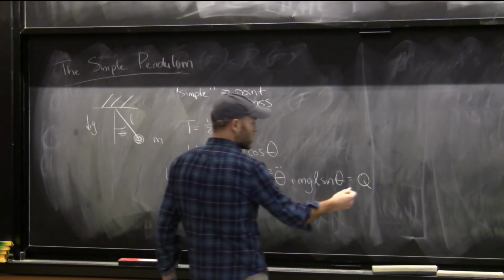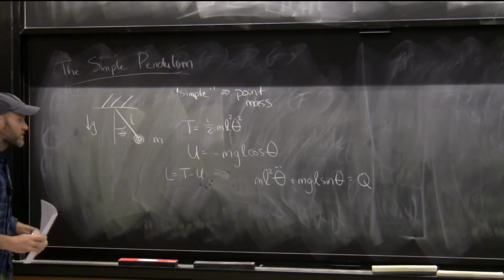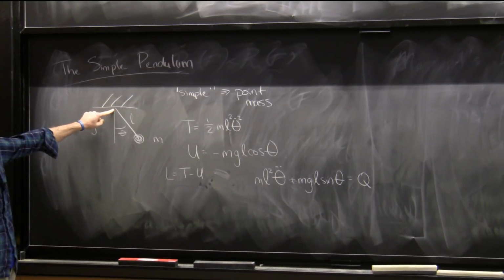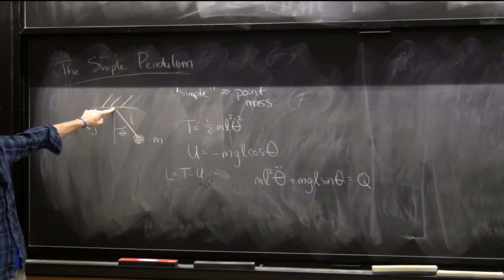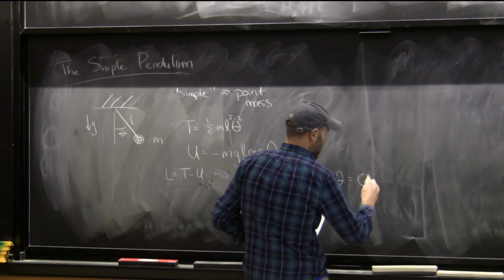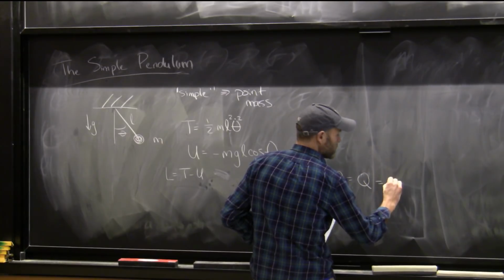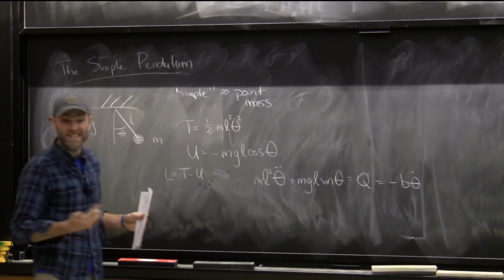Now, there's a couple types of generalized forces or torques here that we want to think about. First of all, there's probably friction in the pin joint. So we'll put a term here. I'll say Q equals a torque that's proportional to the velocity, the damping.